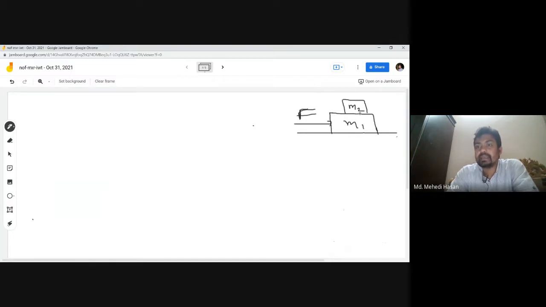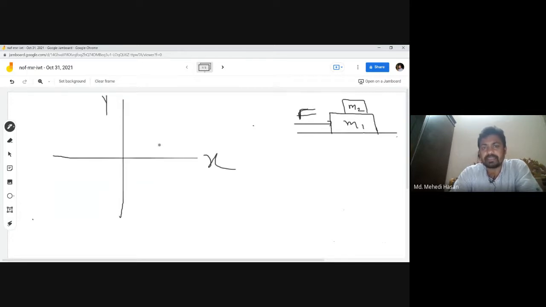Then the M2 object will move due to the friction between M1 and M2. On M1 there is also another force involved, which is the friction between the surface and M1, and also the friction between M1 and M2. So if we try to draw the free body diagram, the first step is to take each object individually. We have to draw the free body diagram for each individual object. So first, if we take M1, then we have to draw the coordinate system. First one is X and Y.